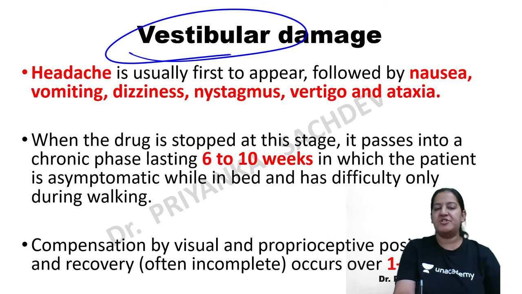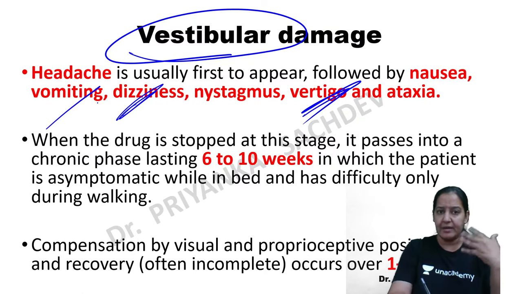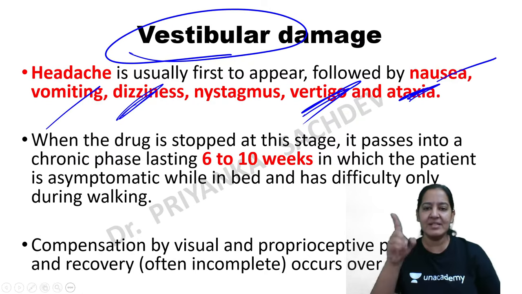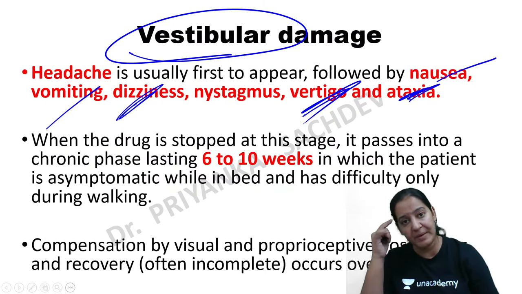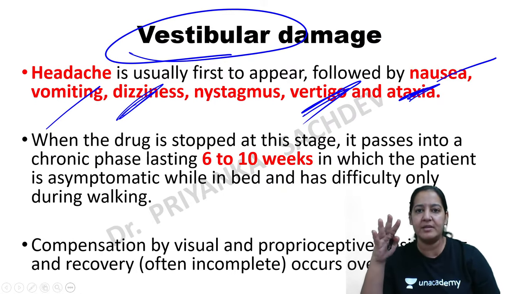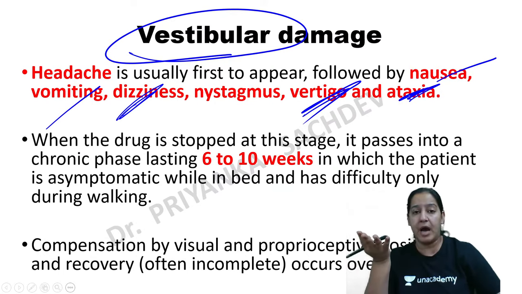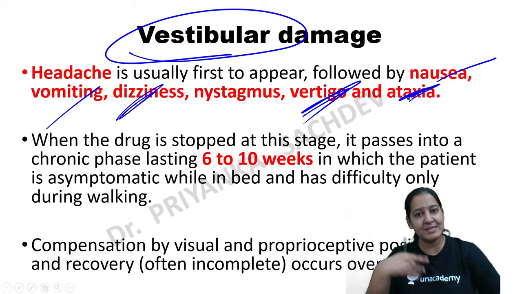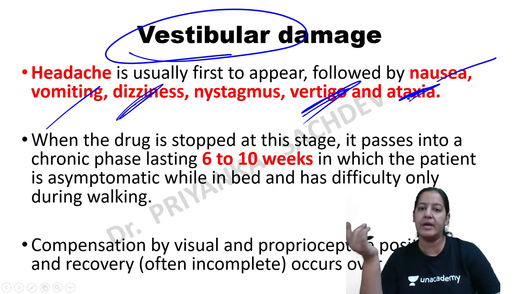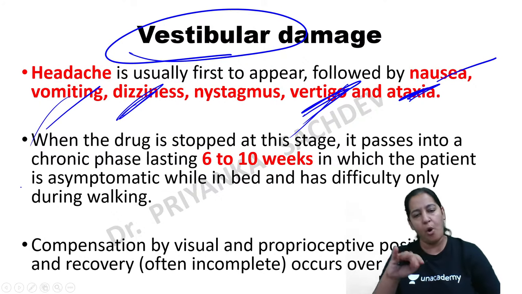Vestibular damage affects balance, so the patient will have vertigo: dizziness, vomiting, nausea, ataxia. Whenever someone has vertigo, the vomiting center in the brain gets stimulated. Have you been to amusement parks with dangerous rides where the person is flipped in all directions? Some persons vomit when they feel vertigo. So vertigo stimulates the vomiting center, and whenever vestibular damage is there, vomiting and nausea occur along with vertigo.